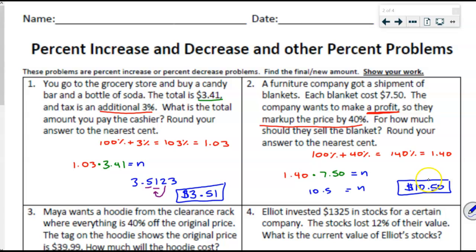A different question might be, how much profit are they making? Notice that that's different than for how much should they sell the blanket. And if I were asking, what is the profit? There are two ways I could do it. I could answer this question first and then say, okay, they're selling it for $10.50. They have to pay $7.50 in the cost. So that's going to be $3. Or I could just go straight to that 40% of $7.50, and that calculation will give me the same thing. Okay, just make sure you're paying attention to what is being asked.